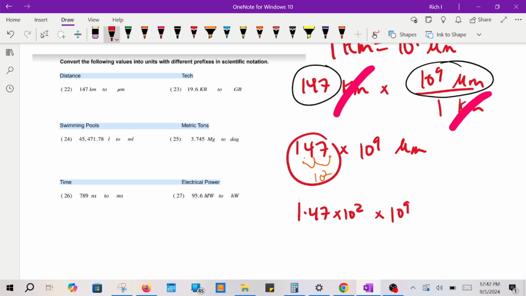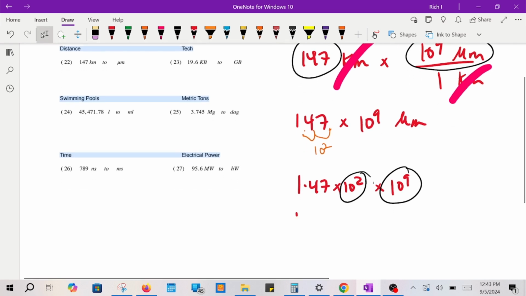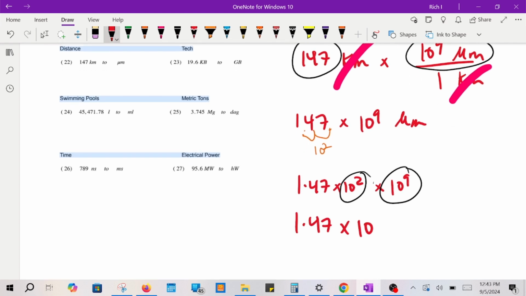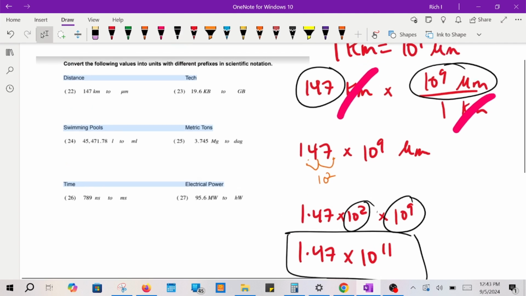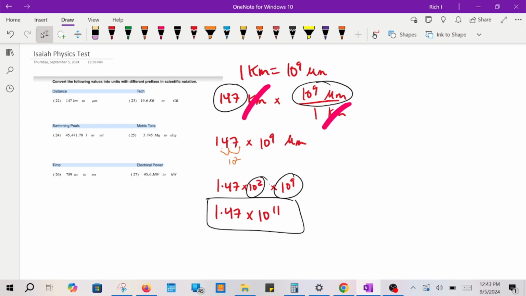Again, you want to change this to scientific notation first by moving the decimal however many times, because 1.47 times 10 to the second is the same thing as 147. Now you combine the 10 to the 9 and 10 to the 2. When you put those together, it turns into 10 to the 11. So the answer is 1.47 times 10 to the 11th power. I found that this example clearly shows how scientific notation works when we're switching units. I thought that was super helpful and I wanted to show you.